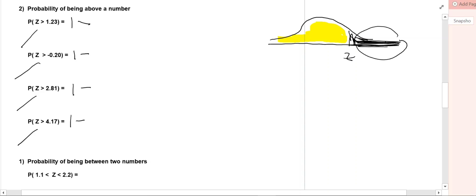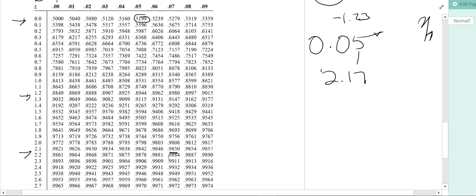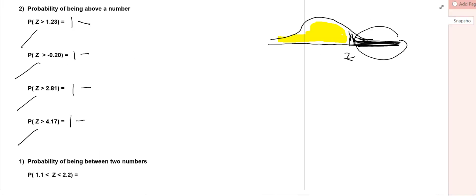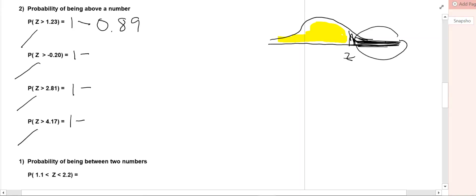Because again, the table gives probabilities of being below a particular number. Got it? All right, so again, we look up 1.23 in the table. 1.2 right here. And then look up 0.03, 8907. So we have 8907, so we're going to be subtracting 8907 from 1. Okay. In the next one, we're going to look up negative 0.2.